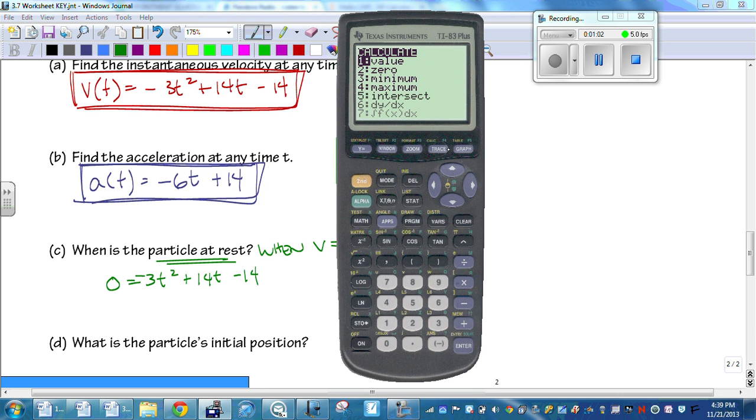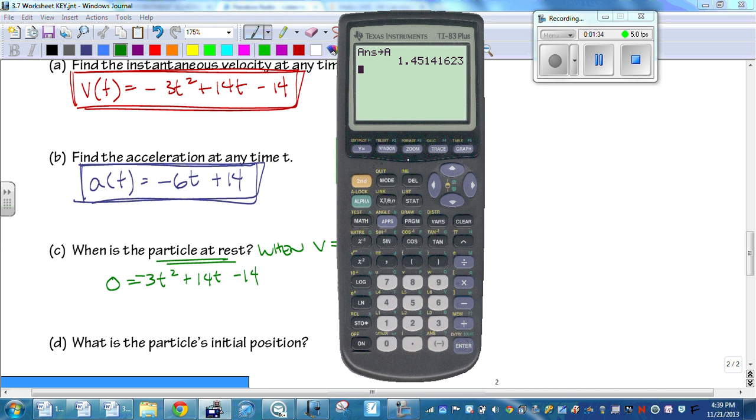Second trace, 0. And a left bound, 0 is to the left of that point. That's fine. Enter. And I can tell 2 is to the right of that point. So I'm going to type in 2, enter, and then enter one more time. We get 1.451. I'm going to go ahead and store that just in case I need to use it later. Second, quit. And I'm going to store that for A. So I'm going to do alpha math, store that in for A just in case I need it.